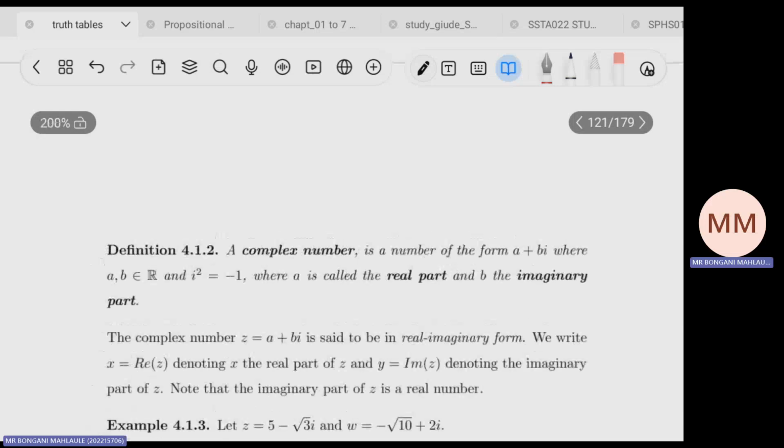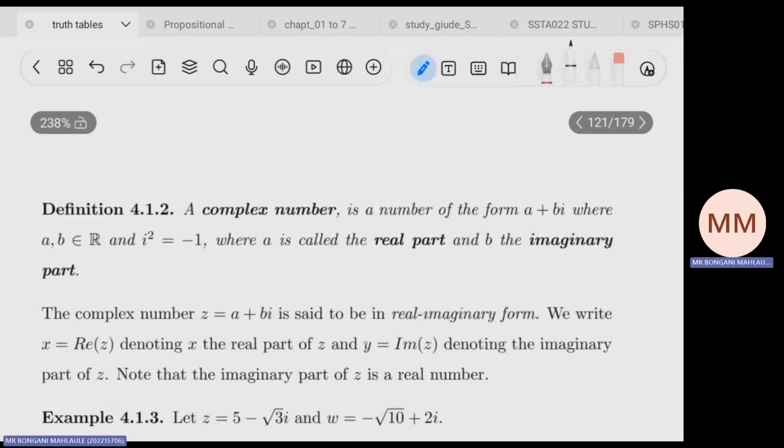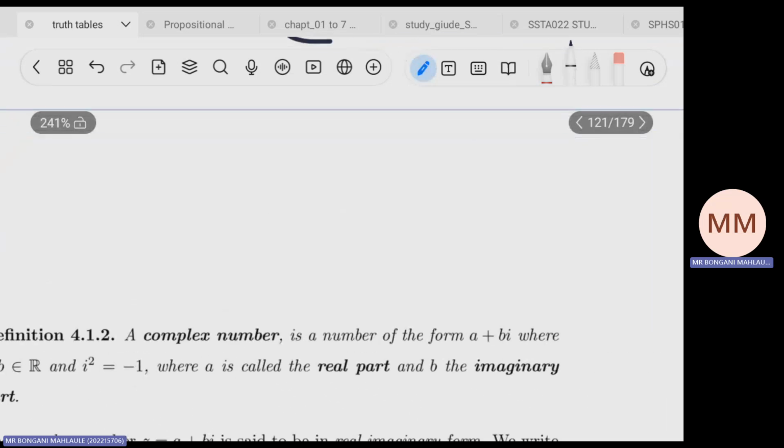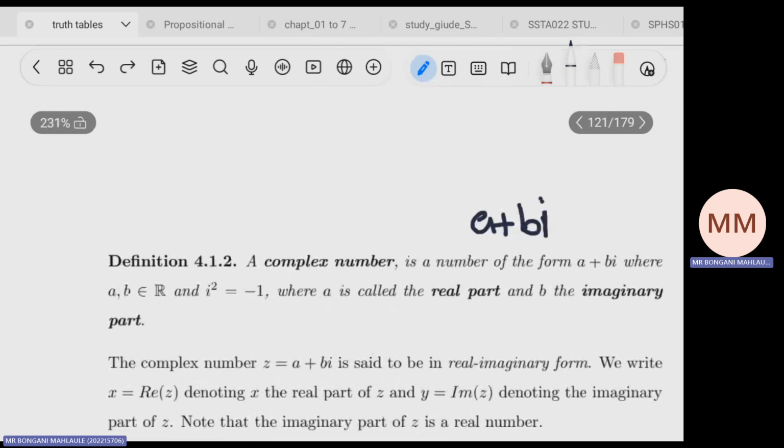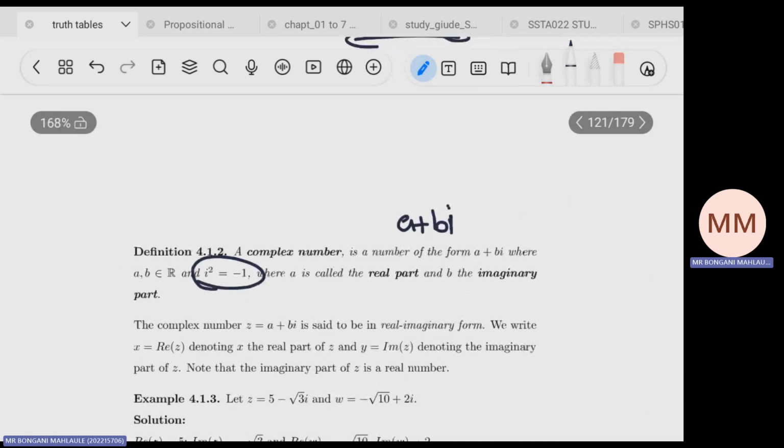Then complex numbers, we know that they can be written. We also have what we call complex numbers. They can be written in the form of a plus bi, and then we said i is our imaginary number, where i squared will be equal to -1.